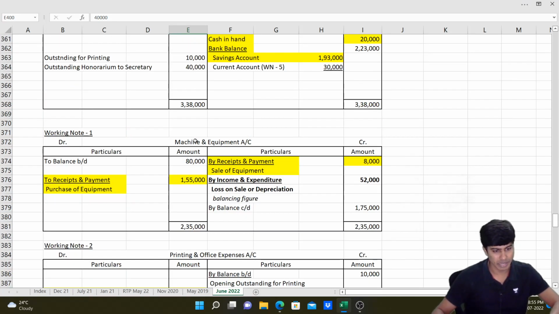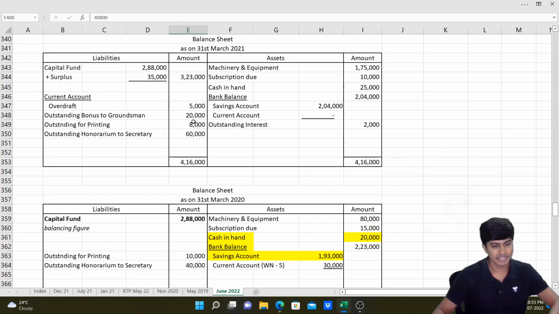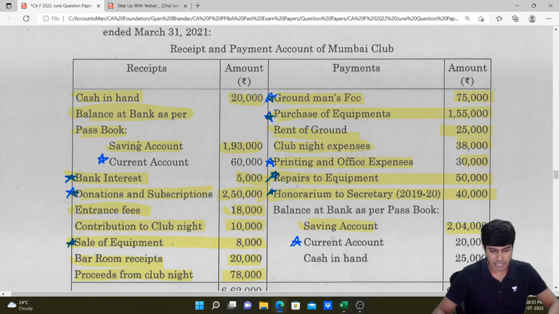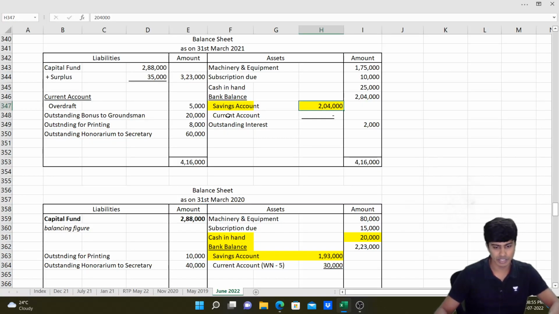So in our closing balance sheet, have a look here. Balance sheet as on 31st of March 2021. Bank balance, savings account 2,04,000. However, current account has an adjustment. There is some BRS adjustment, unpresented 620. We'd have to adjust it, so till then we'll not write.